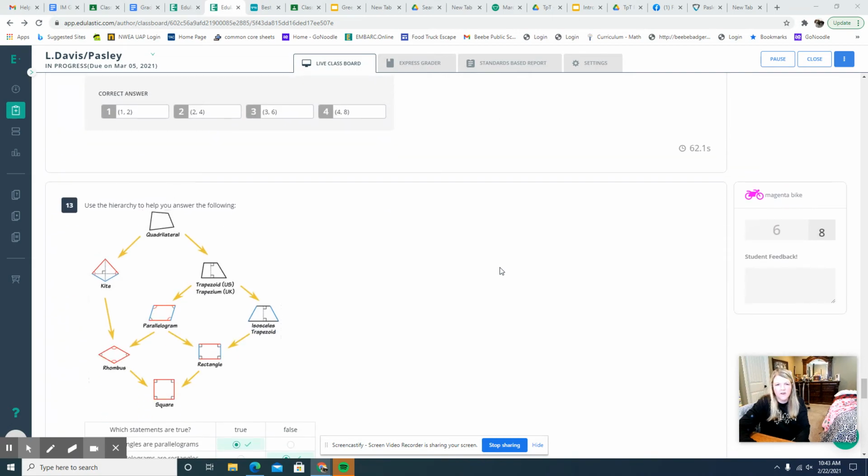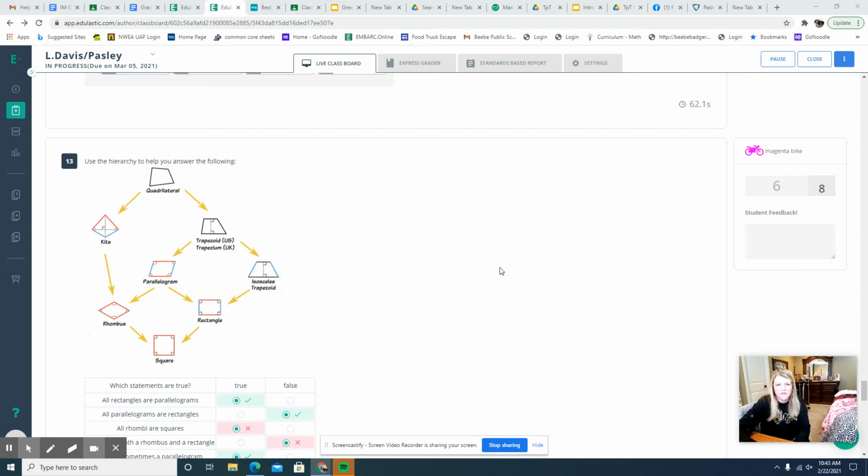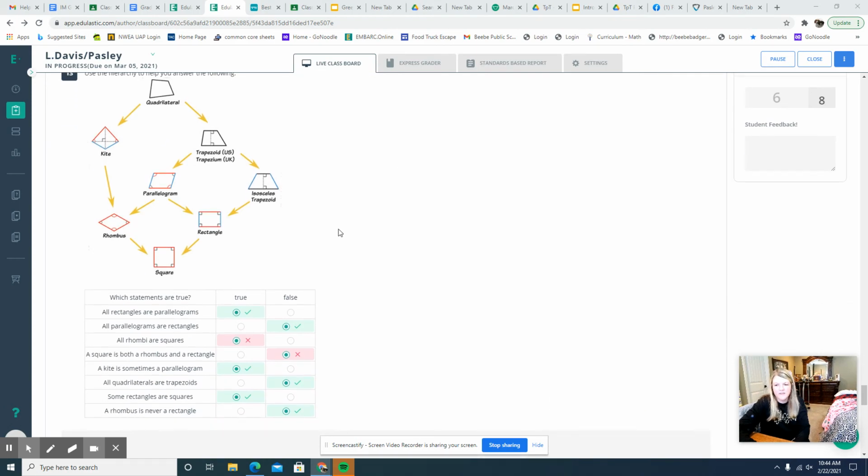Here it says to use the hierarchy to help you answer the questions. Remember, the square at the bottom is actually going to be linked up to anything above it. So a square would be a rhombus, a parallelogram, a rectangle, and then it could even be, with certain definitions, a trapezoid and also a quadrilateral. These can get confusing, but if you watch some of the videos from last week, that will help. So all rectangles are parallelograms. That is a true statement. But not all parallelograms have to be rectangles, because some parallelograms don't have right angles, so they're not going to be rectangles. So that one is false.